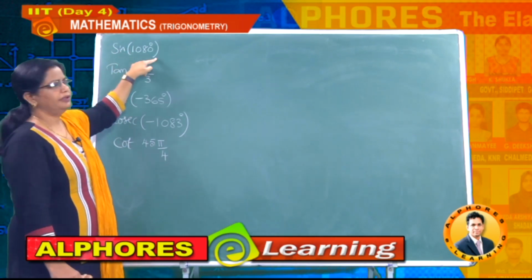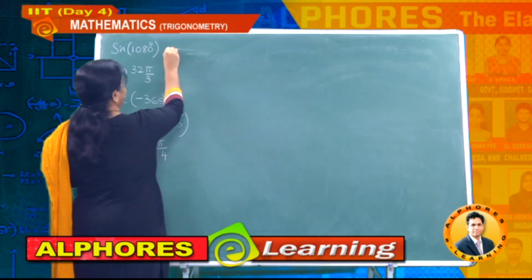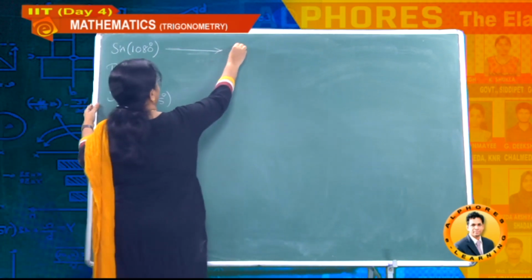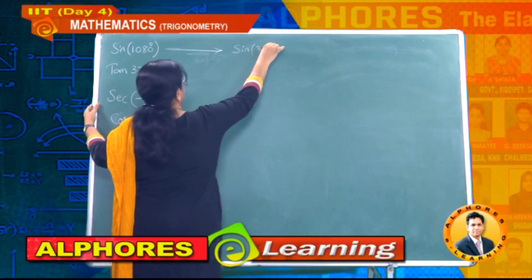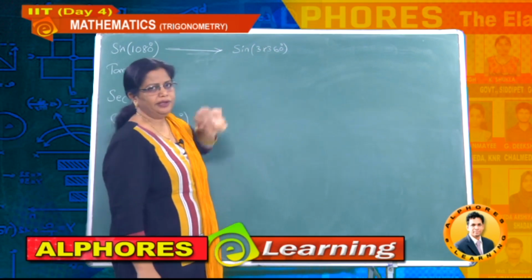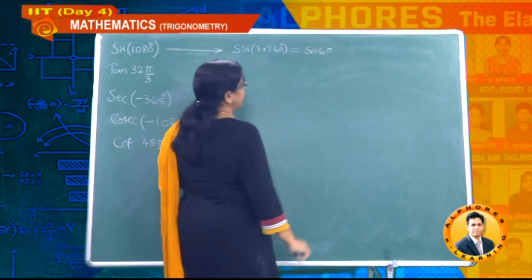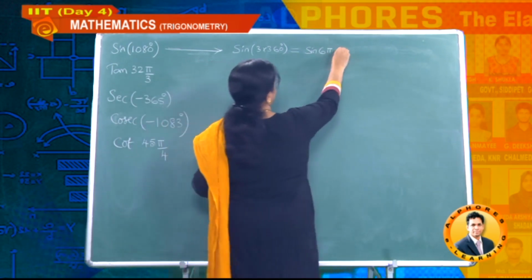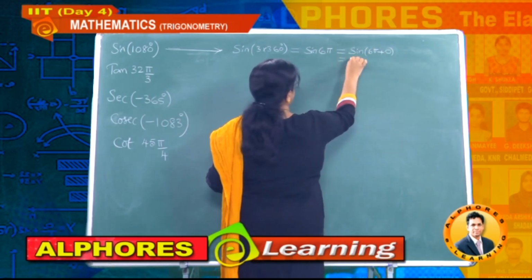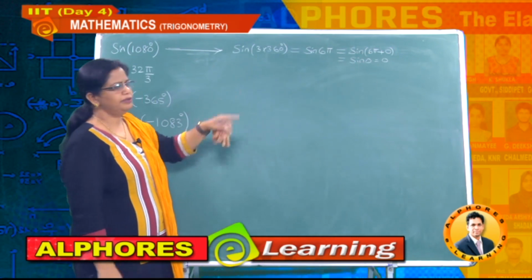Okay, 1080 degrees. You know clearly this value is equal to 3 into 360 degrees. So sine of 3 into 360 degrees. Directly, it is 2 pi into 3, that means 6 pi. That means the value is nothing but sine 6 pi. Sine 6 pi we can write as sine of 6 pi plus 0, and thereby we can use it as sine 0, and hence the answer is sine 0 equal to 0.